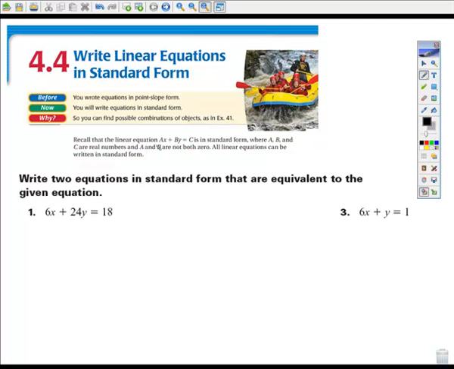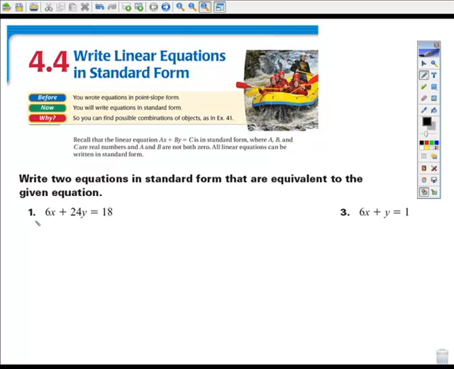A, B, and C are just real numbers. Please use capitals. That's the proper form when you're identifying the A, the B, and the C. And A and B cannot both be 0, because if that happened, we'd end up with 0 plus 0 equals a number. And unless that number was also 0, first of all, it's going to be an untrue statement. And second of all, 0 equals 0 is not even a line.